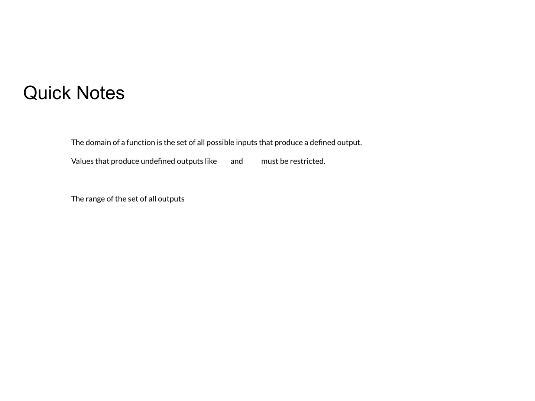And just some quick notes. So the domain of a function is the set of all possible inputs that produce a defined output. Values that produce undefined outputs, like the square root of a negative number and a number over 0, must be restricted. And then the range is the set of all outputs. So after watching this lesson, you can define the domain and range of a function.